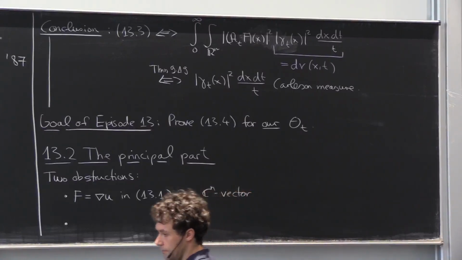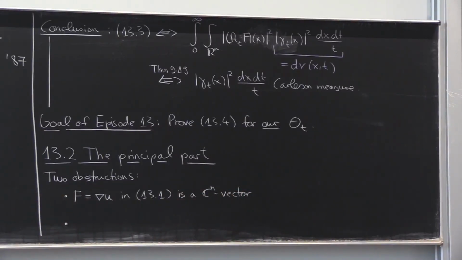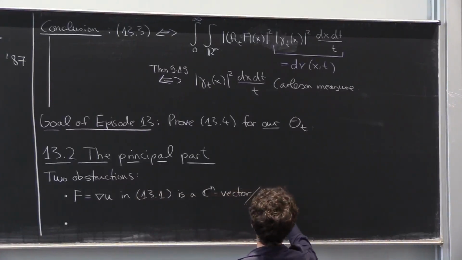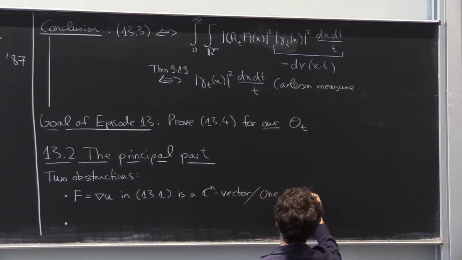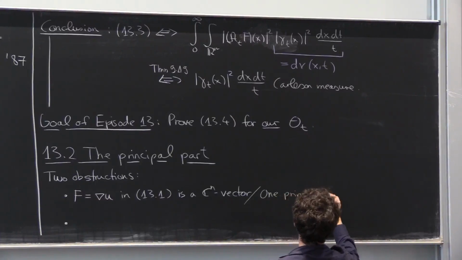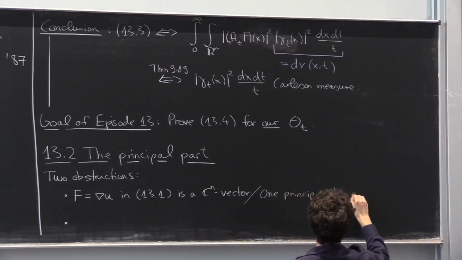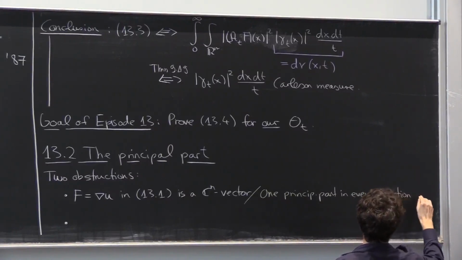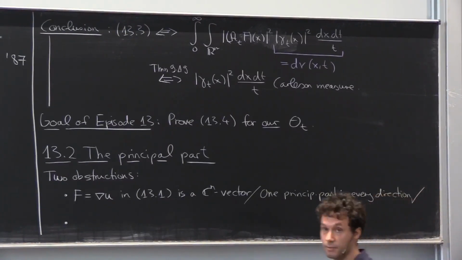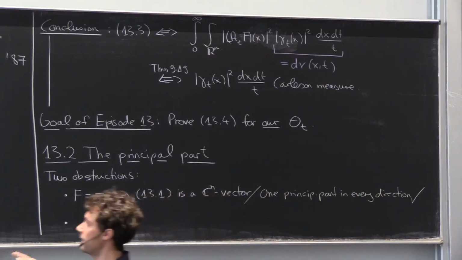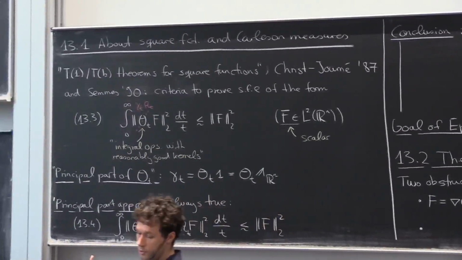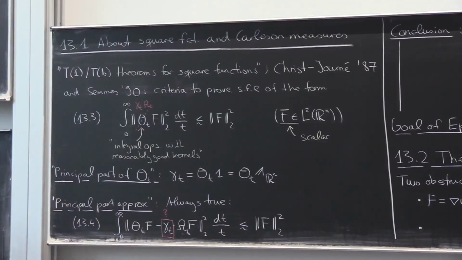But as I told you already, this is no issue. We're going to have one principal part in every direction. Okay, so that's reasonable to believe. After all, it's about approximating a function by multiplication, and so it should not be just multiplication by a number, but by a vector.